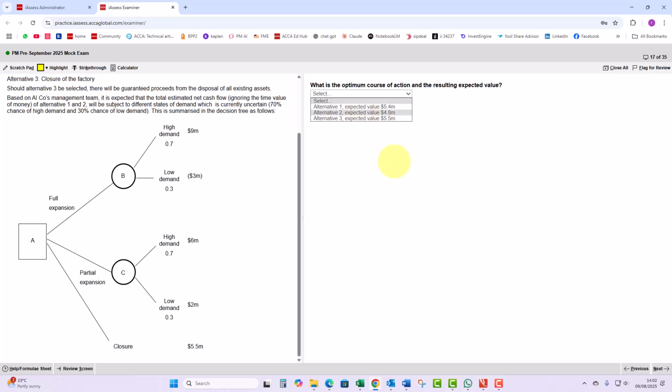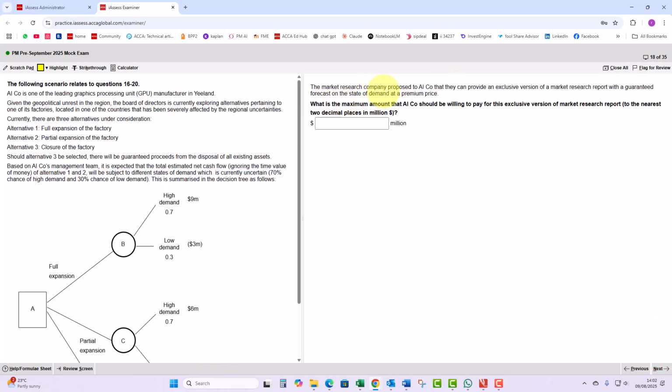Which would you choose? We would always choose the one with the highest expected value, and that's alternative 3 if we're just making a decision on financial reasons only. So that's closure, the one that gives us the 5.5 million. And then the market research company proposed to ALCO that they can provide an exclusive version of a market research report with a guaranteed forecast on the state of demand at a premium price. What's the maximum amount they should be willing to pay for this exclusive version of the market research report to the nearest 2 decimal places?